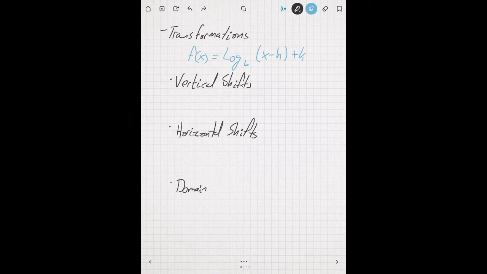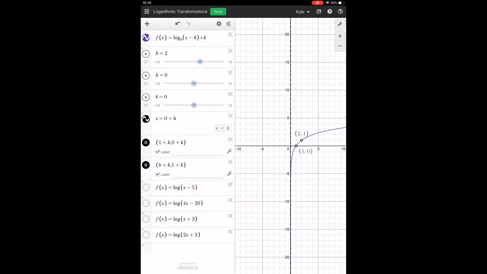The one we're going to work with now is called logarithmic transformations. We want to see what happens when we manipulate the argument, or when we add or subtract quantities to the entire function. So let's take a look at Desmos. Let's take a look at this particular graph.